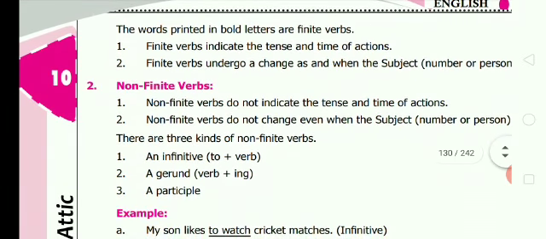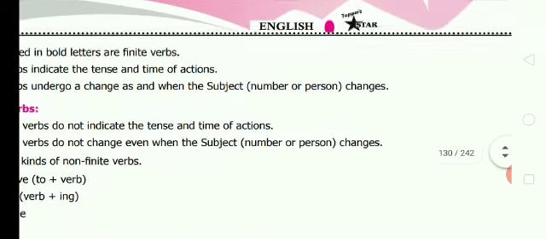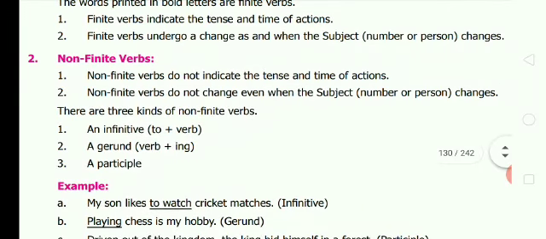The words printed in bold letters are finite verbs, okay, because there is an object followed by it. Finite verbs indicate the tense and time of actions. Finite verbs undergo a change as and when the subject changes. Second one, non-finite verbs. Non-finite verbs do not indicate the tense and time of actions. Non-finite verbs do not change even when the subject changes. There are three kinds of non-finite verbs. First one, an infinitive. You have learnt already. To plus verb. Second one, a gerund. That is verb plus ing forms.